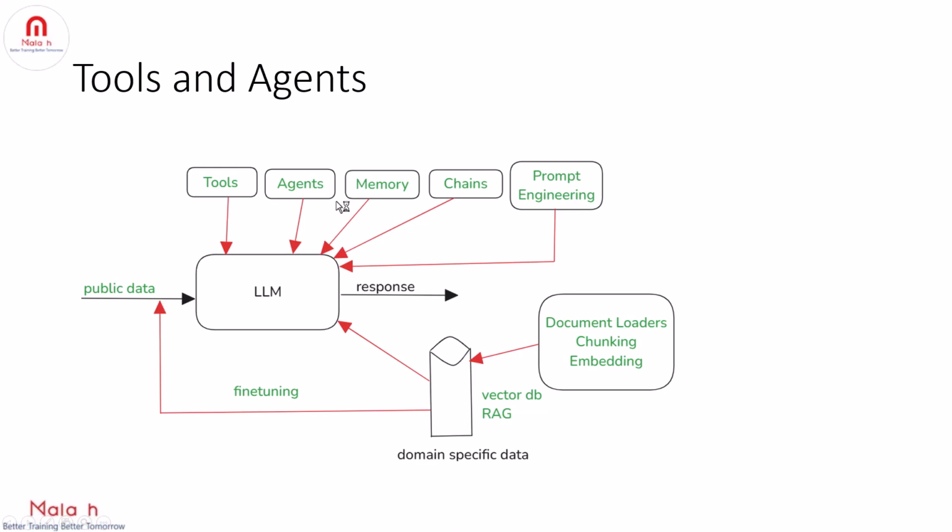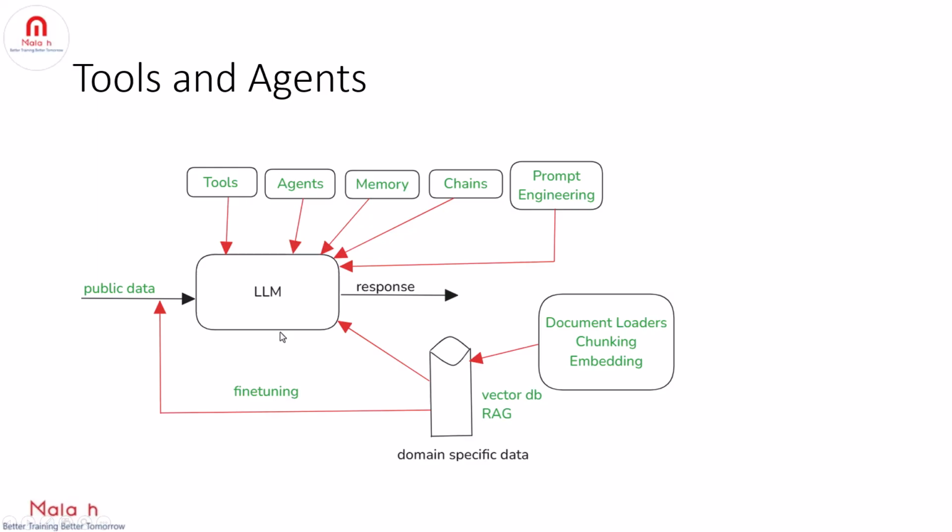So far we learned different components of LangChain, that is prompt engineering, chains, memory, agents. Now we also have tools. That is, we can provide different tool access to the LLM so that the LLM can access the outside world, right?